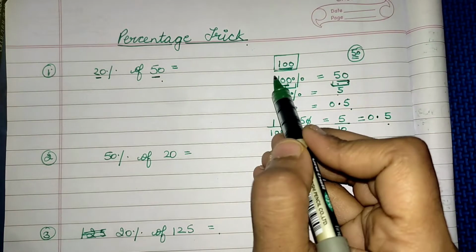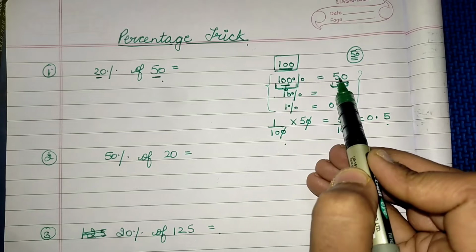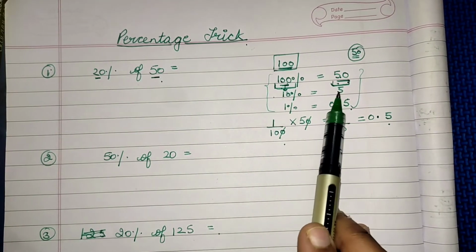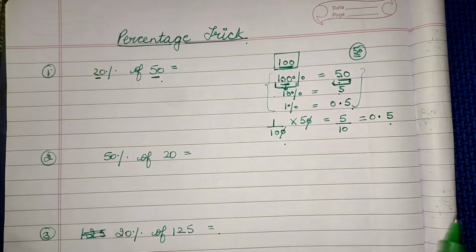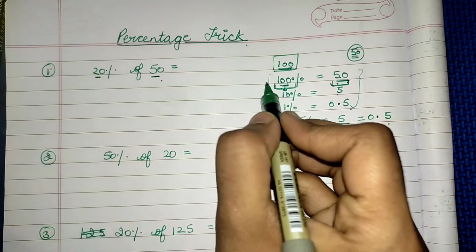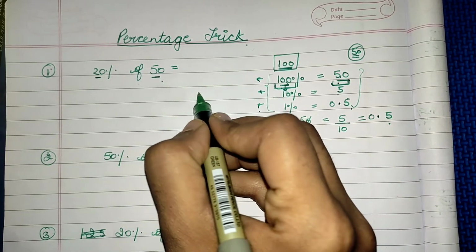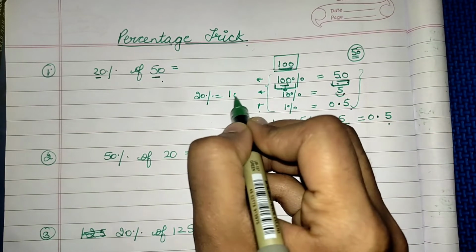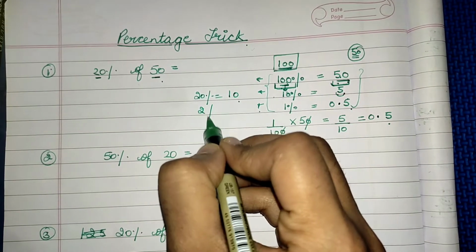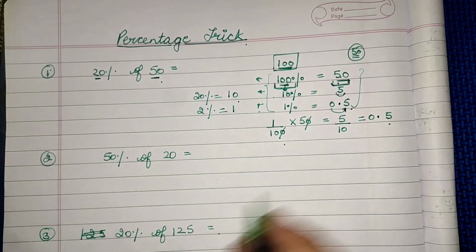Okay, so simply we will find out the simple values. 100% is equal to 50, then 10% will be equal to 5, and 1% will be equal to 0.5. Now if I have to find out some more values for this, how can I find them? 20% will be equal to what? Simply double of this, which becomes 10. 2% will be double of 0.5, which is 1.